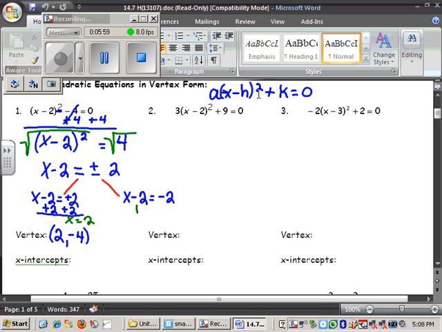Here I will add 2 to both sides. I'm going to add 2 to both sides, and I'm going to have negative 2 plus positive 2 is 0. So x is equal to 0.